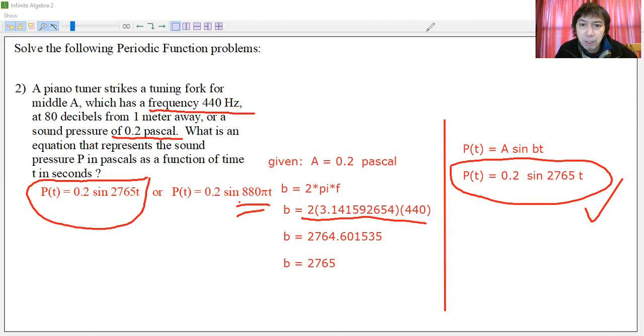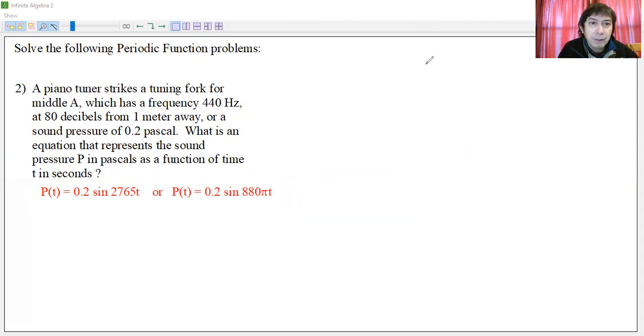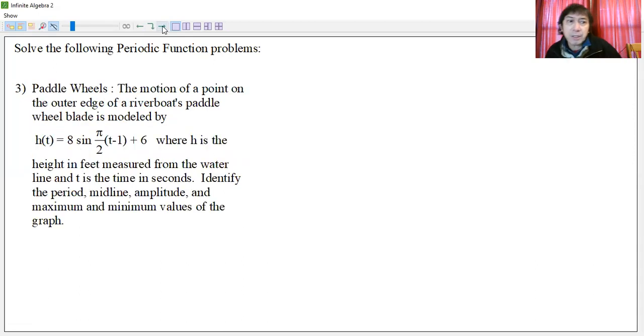Let me clear the screen and let's continue with the next. Number 3 now. Let's have number 3. All right, here's number 3 about paddle wheels. The motion of a point on the outer edge of a riverboat's paddle wheel blade is modeled by h of t is equal to 8 sine pi over 2 times the quantity t minus 1 plus 6.